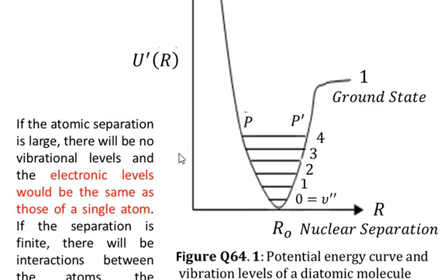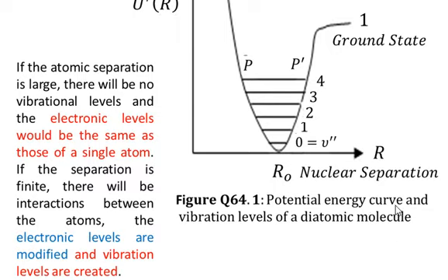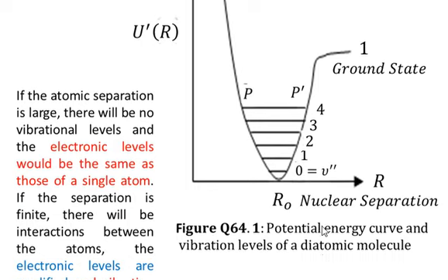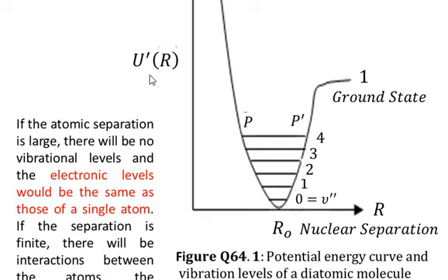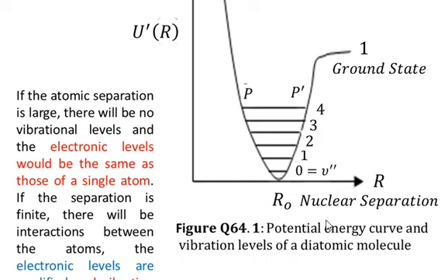So this is the plot of the potential energy curve and the vibrational levels of a diatomic molecule. You see that here we are plotting U prime of R, the potential energy, as a function of R, where R is the separation between two atoms. Along the horizontal axis, we are plotting the distance R, which is the nuclear separation, that is, the separation between the two nuclei of the atoms.